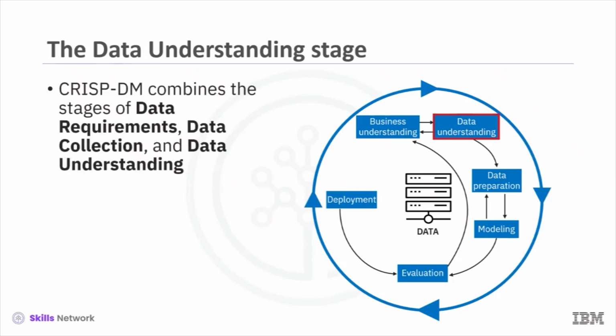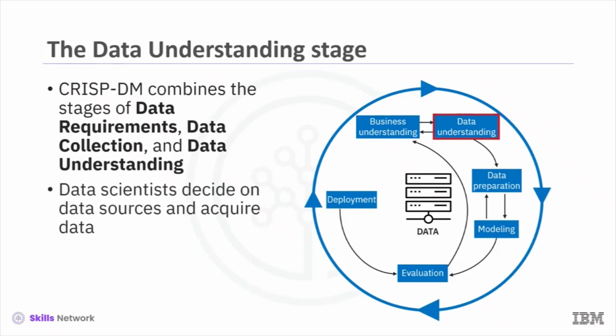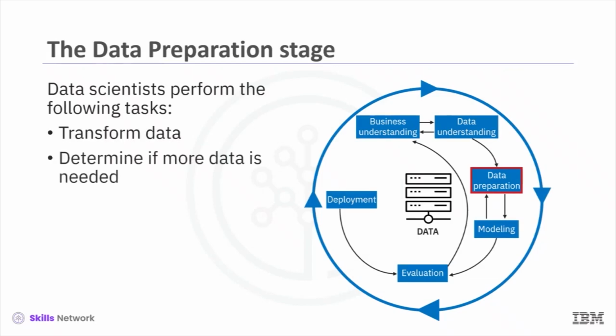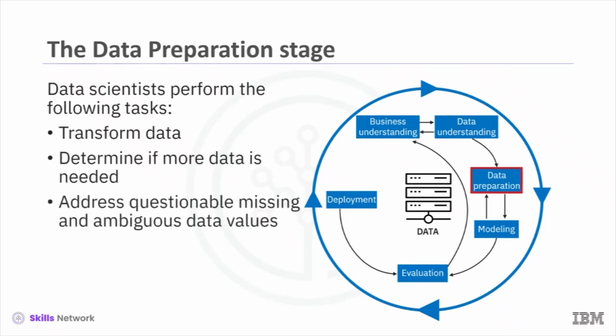Then, CRISP DM combines the stages of data requirements, data collection, and data understanding from John Rollins' methodology outline into a single data understanding stage. During this stage, data scientists decide on data sources and acquire data. Next, during the data preparation stage, data scientists transform the collected data into a usable data subset and determine if they need more data. With data collection complete, data scientists select a data set and address questionable, missing, or ambiguous data values. Data preparation is common to foundational data methodology and CRISP DM.